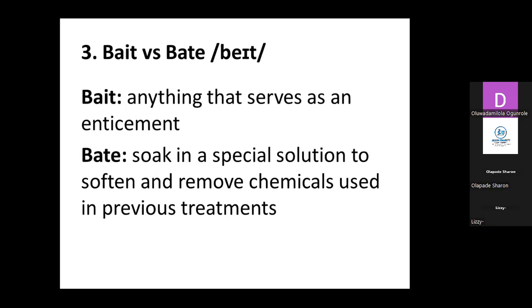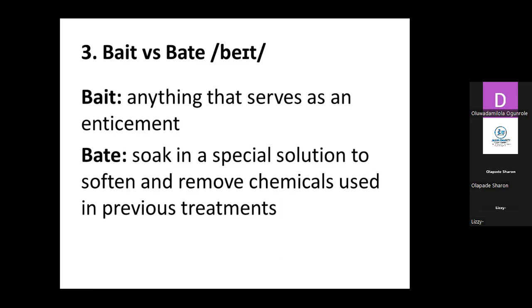The third one, bait versus bate. Now the first one is anything that serves as an enticement. For instance, if you're going to the stream or the river to catch a fish, you use a bait. It's something you put on your hook so that the fish can see it, and then it lures it to it, and from there you can catch the fish. So that is bait. Or basically, when you use something to entice someone, to bring the person closer so that you can achieve whatever you want to achieve, that is bait. And it is spelled B-A-I-T.